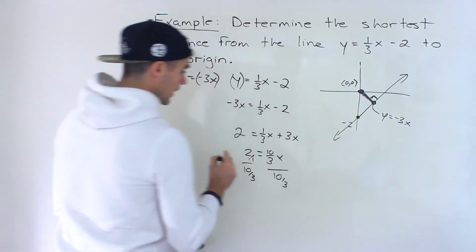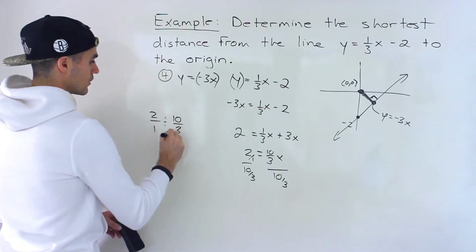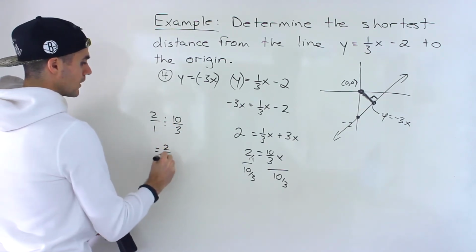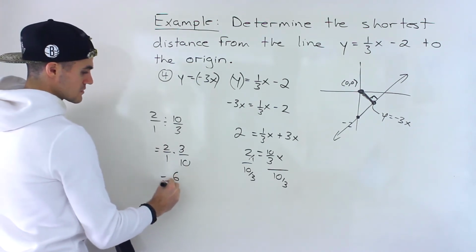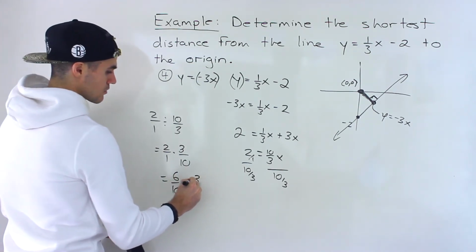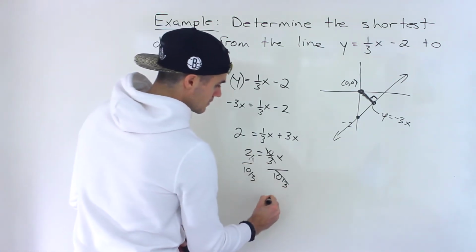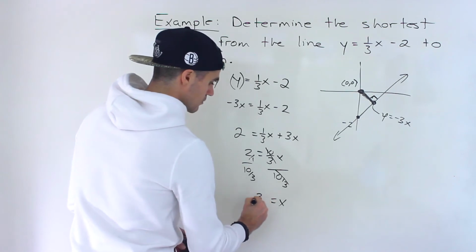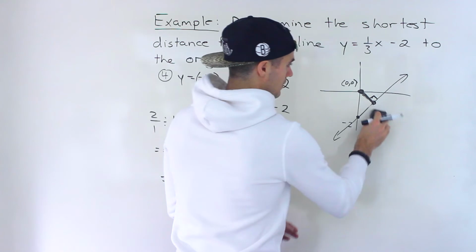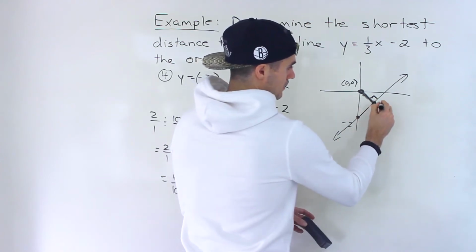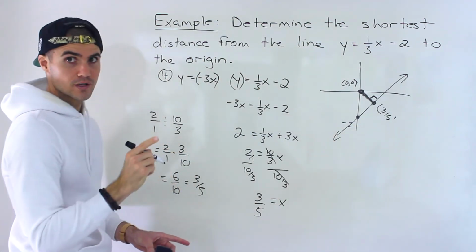So we'd have 2 over 1 divided by 10 over 3, which would be like 2 over 1 times 3 over 10, which would give us 6 over 10, which would give us 3 over 5. Okay, so these cancel out. The x ends up being 3 over 5. So this point here, that's what we're finding right now. It has an x value of 3 over 5.